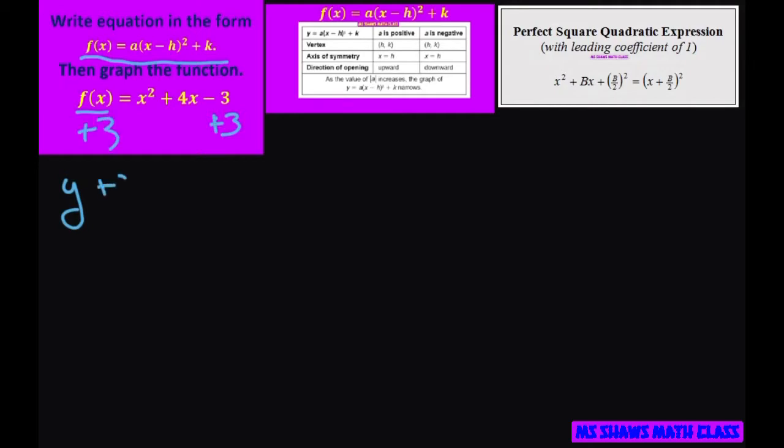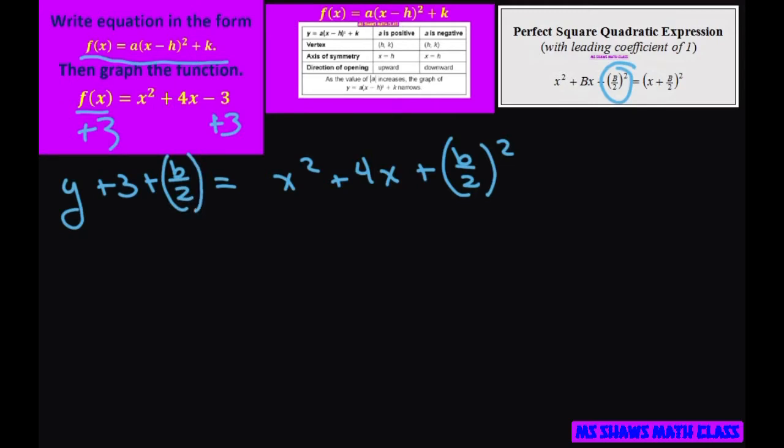So I'm going to add 3 here. Now, I'm going to complete the square. Let me leave a little bit of room here. Write x squared plus 4x plus this part here. So that's b divided by 2 squared. You also have to add it on the other side. So b divided by 2 squared.